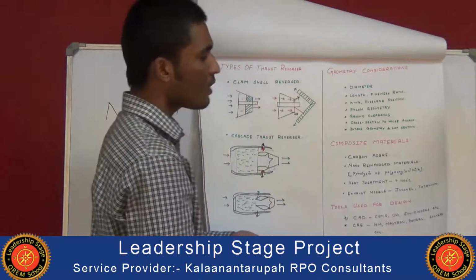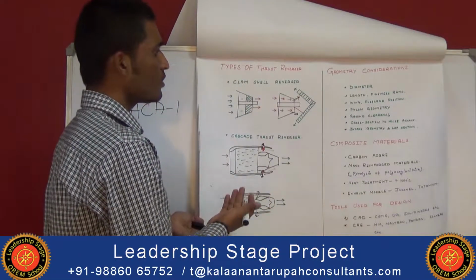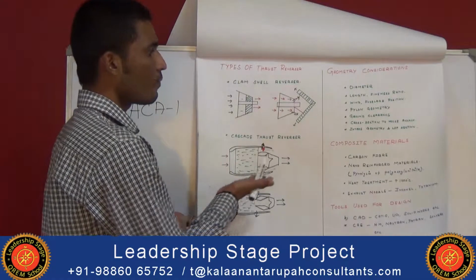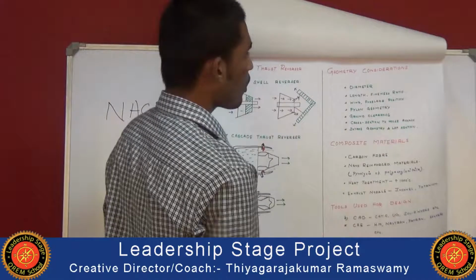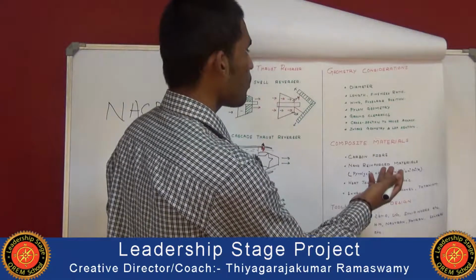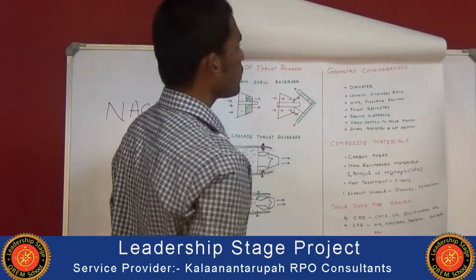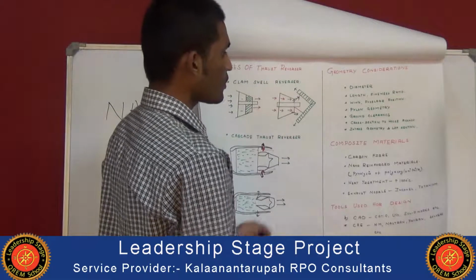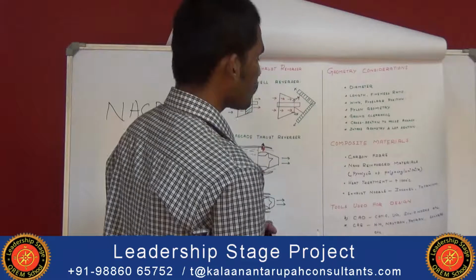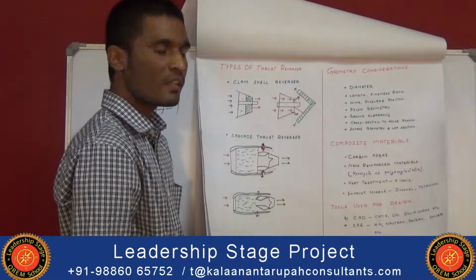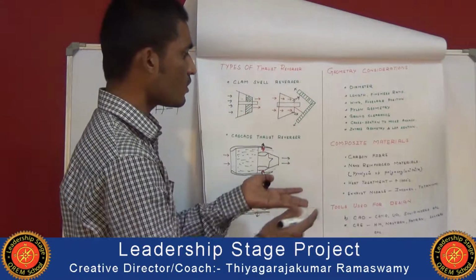Intake geometry is nothing but the inlet cowl of the engine. We are considering the inlet geometry, and the lip section is nothing but the fan cowl of the nacelle structure. And these are the main geometry considerations for designing the nacelle structure. Next, we are going to see about the composite materials. What are the composite materials used for designing the nacelle structure?